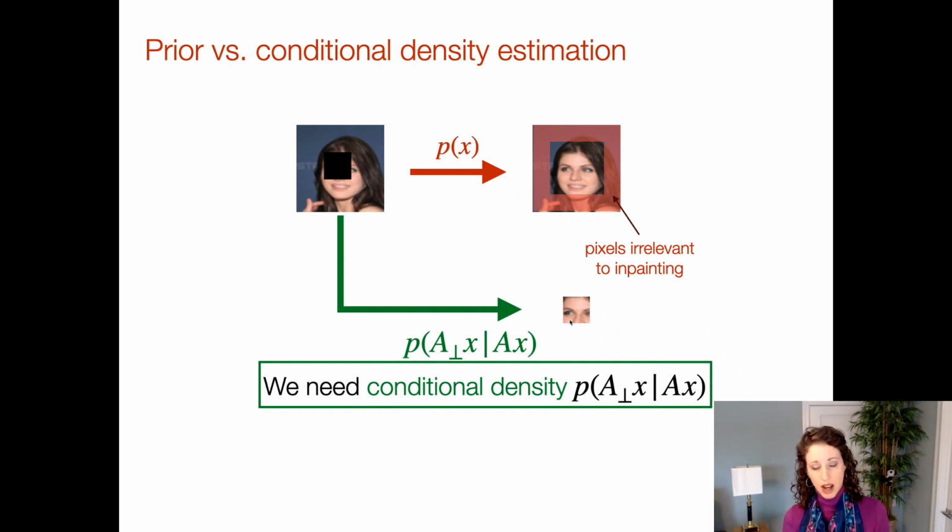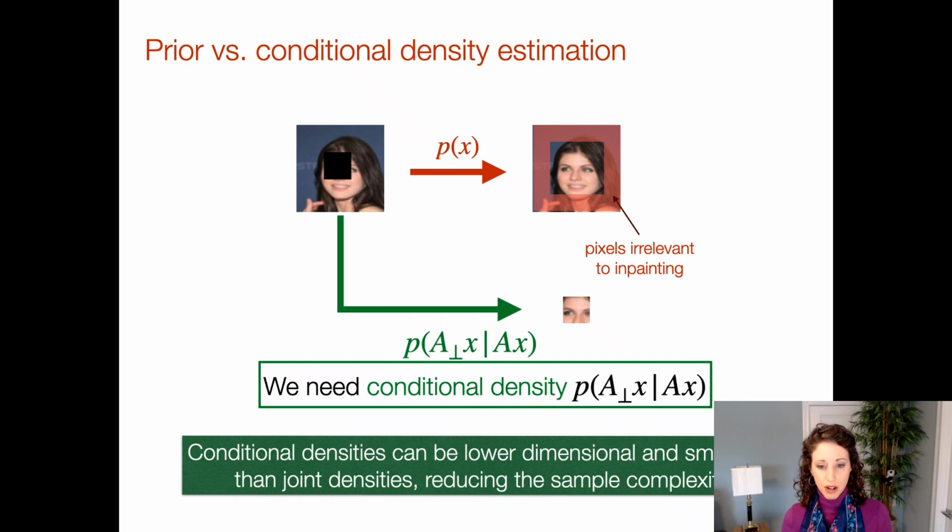And I'm talking about this in the context of inpainting because it's very clear to think about what these null spaces and ranges are, but this is a general principle that holds up across linear inverse problems. And we have a wealth of literature in the statistics community that studied trying to estimate conditional densities. And that literature shows us that those densities can be lower dimensional and smoother than the full or joint densities, which can thus reduce the sample complexity, or the amount of data that we need.